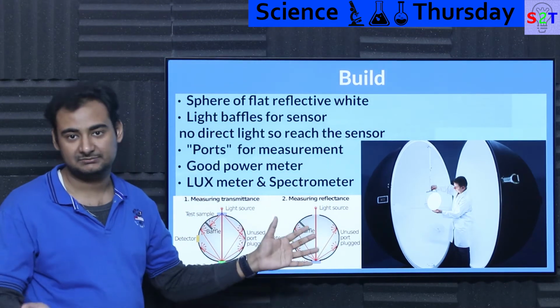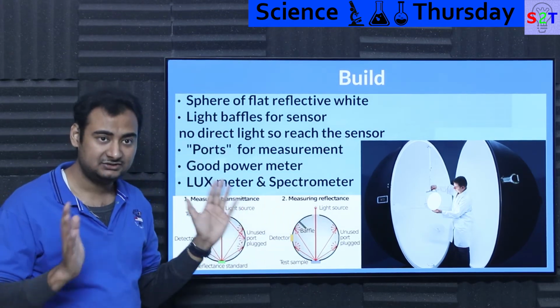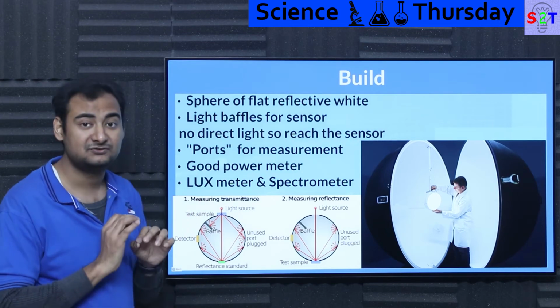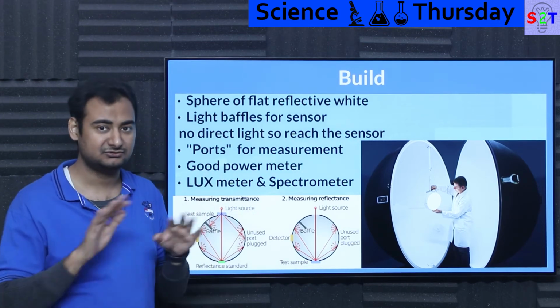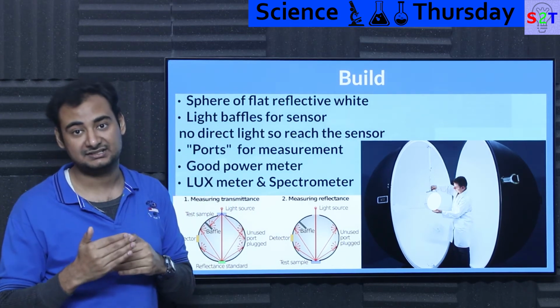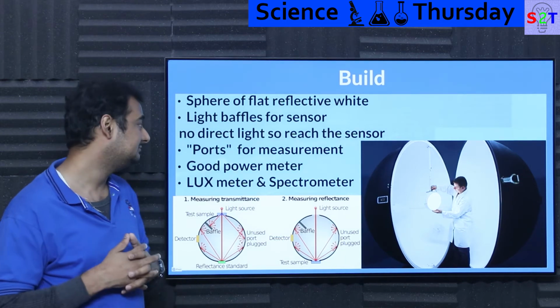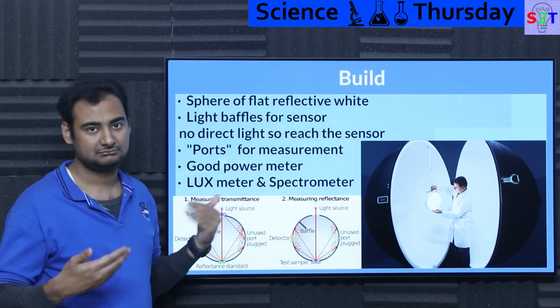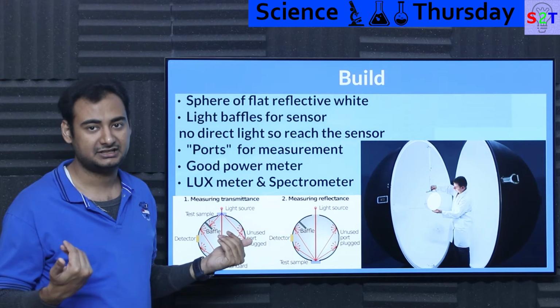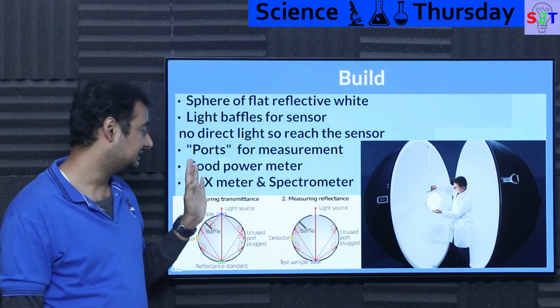It's just a sphere, bigger the better, and the sphere is coated white, so it mixes photons much more efficiently and removes any chance of directionality. You remove all that. You have baffles in front of the sensor, so the sensor does not get overwhelmed, quote unquote. And you have ports for going in and out, extracting data. And you generally utilize a good power meter.